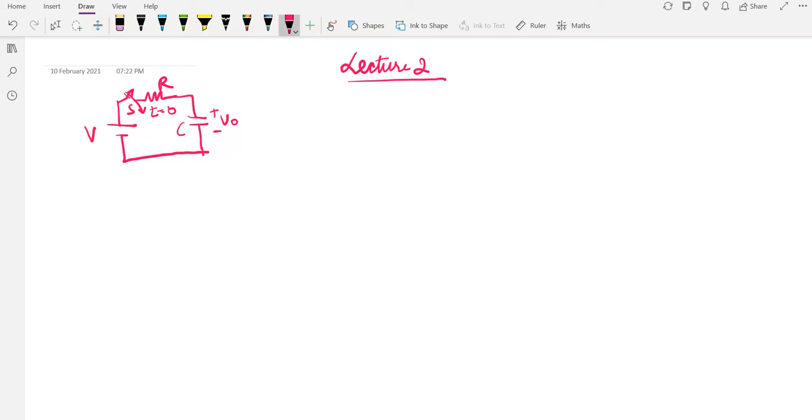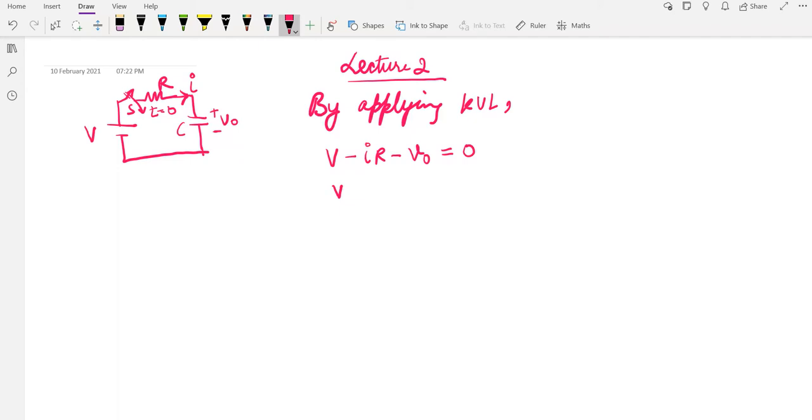For this circuit, by applying KVL, if we consider a current I flowing in this circuit, we get V minus IR minus V0 is equal to 0. So V minus V0 is equal to IR, and I is equal to (V minus V0) upon R.